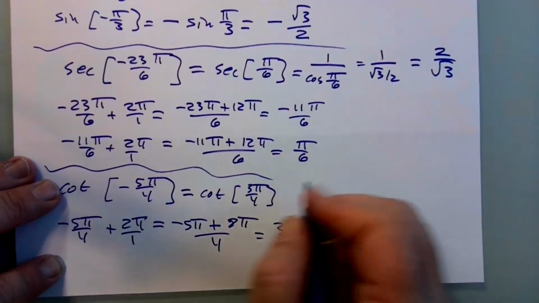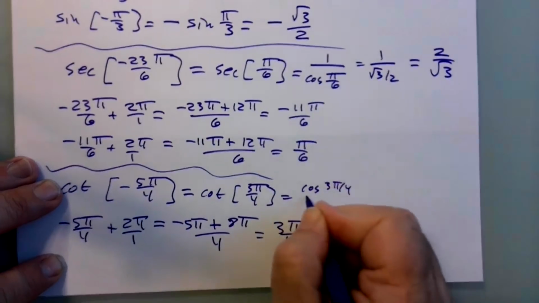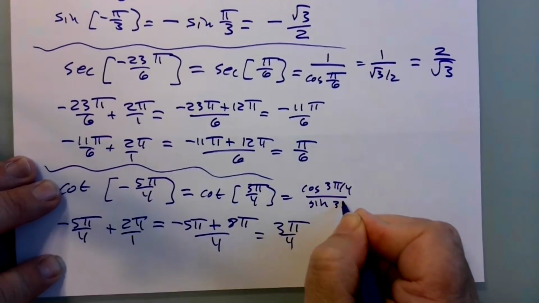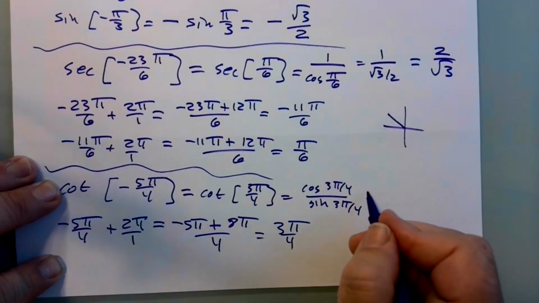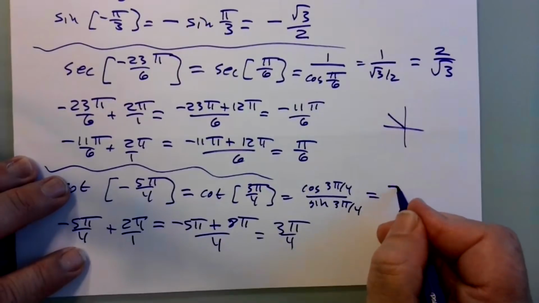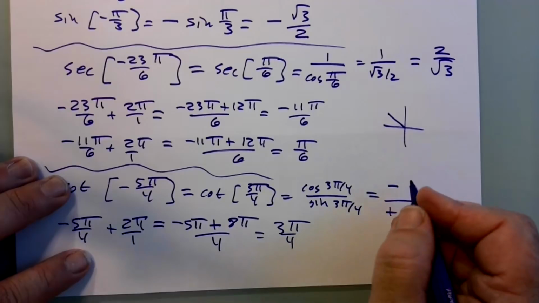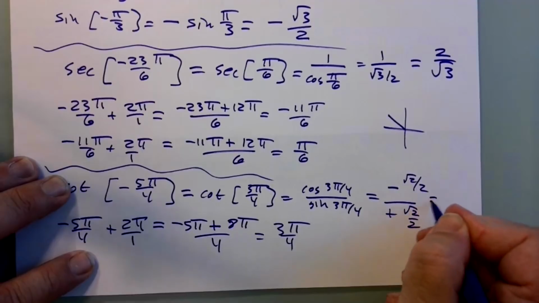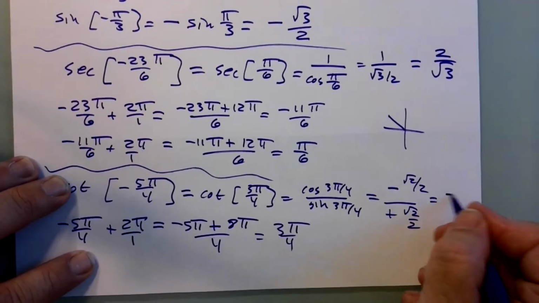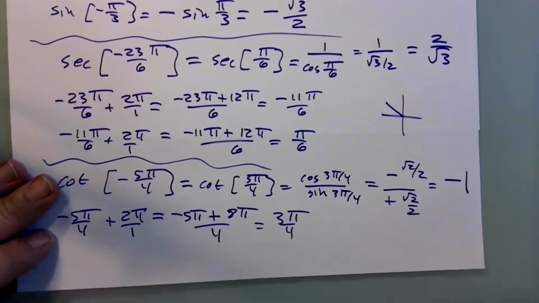Well, what do we know about cotangent of 3 pi over 4? That's cosine of 3 pi over 4 divided by the sine of 3 pi over 4. Second quadrant, right? In the second quadrant, cosine is negative and sine is positive, but the values are the same because the reference angle is 45 degrees. So negative root 2 over 2, positive root 2 over 2. After all that, my answer is negative 1. Negative 1 for that one.